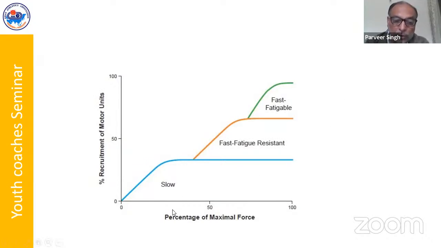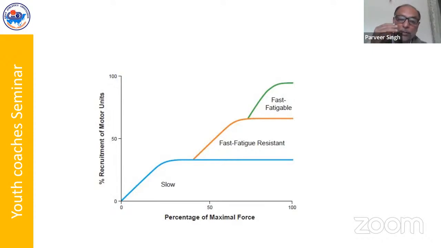On the horizontal x-axis, it is maximal force. On the y-axis, vertical axis, it is recruitment of motor units, or you can say, muscle fibers. So when we are exercising, suppose at 50% load of our maximum, the recruitment of muscle fibers is less. Not all the muscle fibers are involved in just one action.